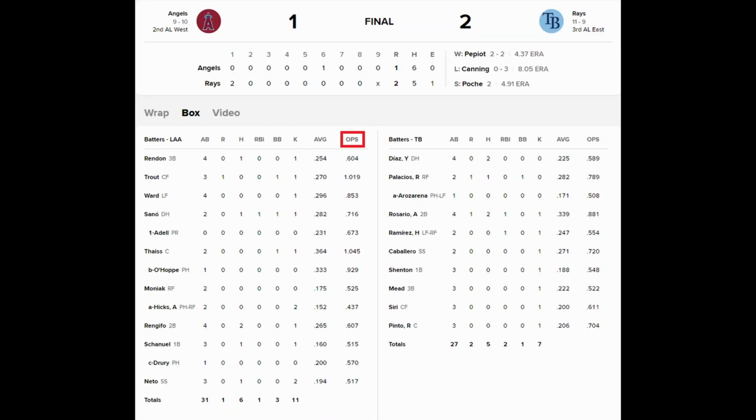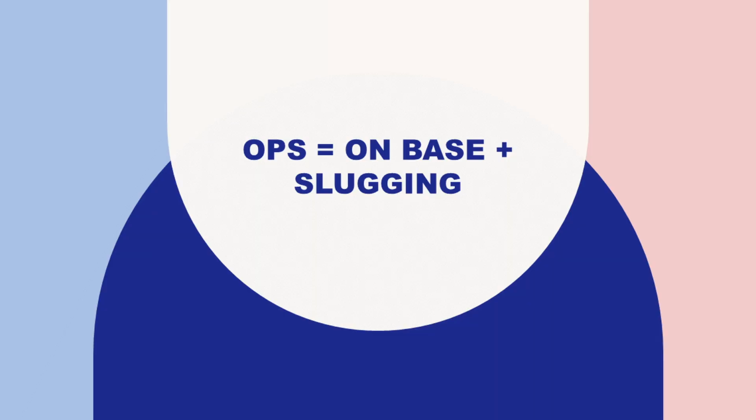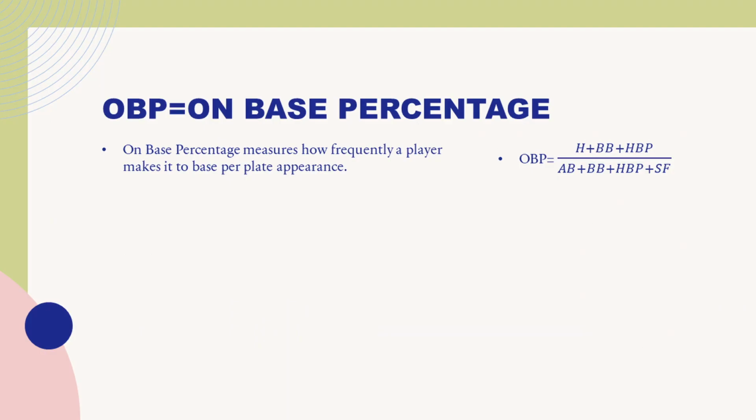The last batting statistic is OPS. OPS stands for on base plus slugging. This statistic combines 2 different statistics in one. The first is on-base percentage, or OBP. This statistic measures how frequently a player makes it to base per plate appearance.